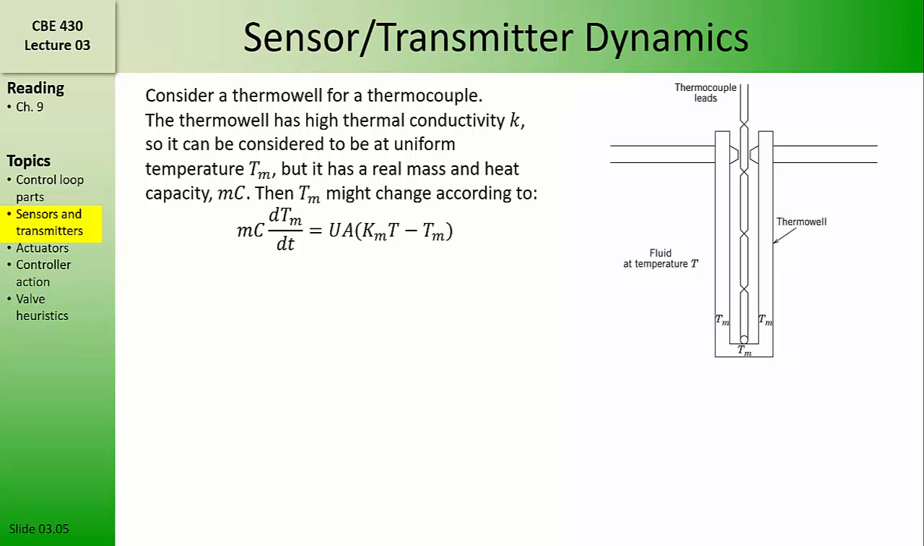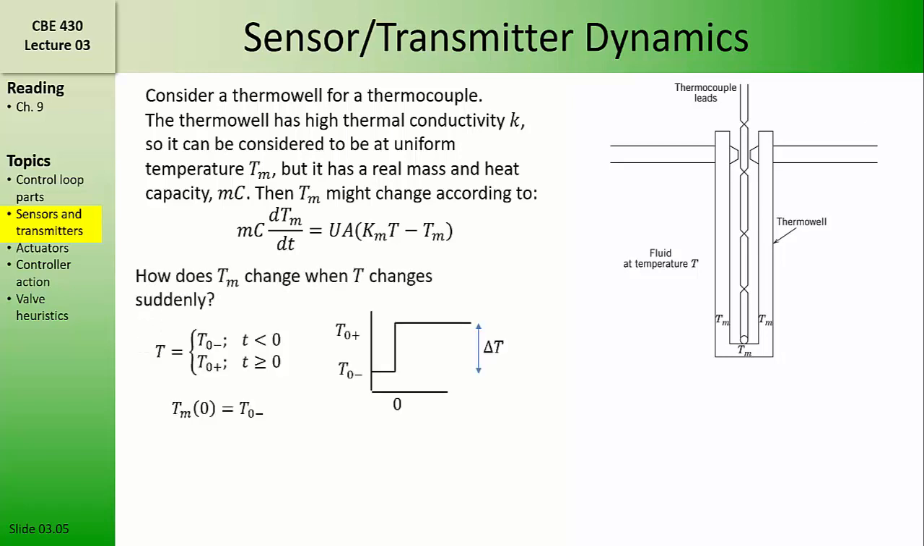So if the temperature of the process fluid were to instantaneously change, suppose the vessel were empty and at some ambient temperature T, and then a valve were opened and fluid flows into the vessel, submerging the thermal well into a fluid at a new temperature. Then we might model the temperature of the fluid as a step change from T at 0 minus to T at 0 plus, with a magnitude delta T.